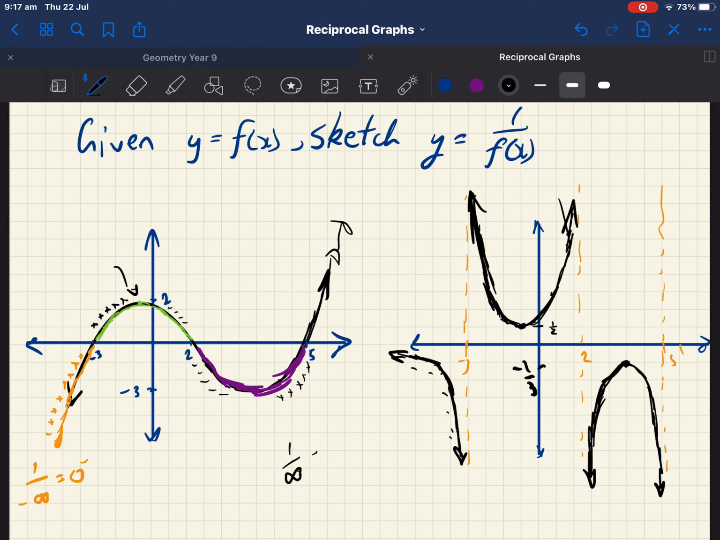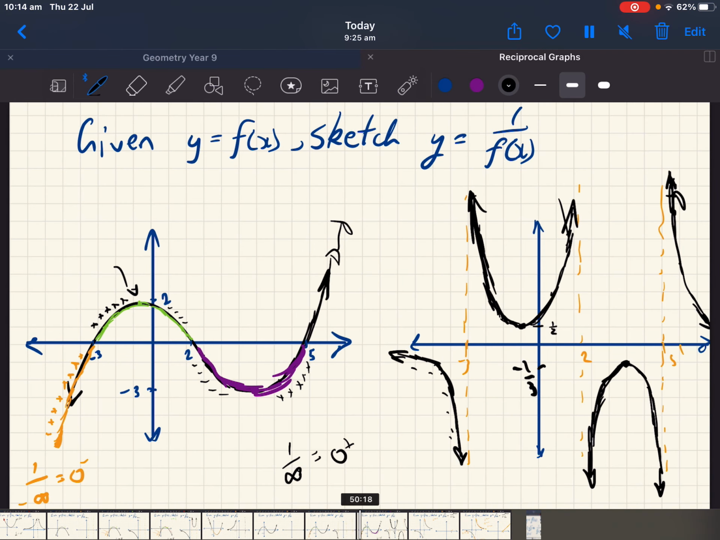And the final region, f of x heads off to positive infinity, which means this one is going to be heading down to 0 from the positive end. And bang! Not too bad. Like I'm saying, it looks pretty cool too. It looks like a hard question, but they're really not too bad, to be honest. All right, I'm going to skip ahead a bit.